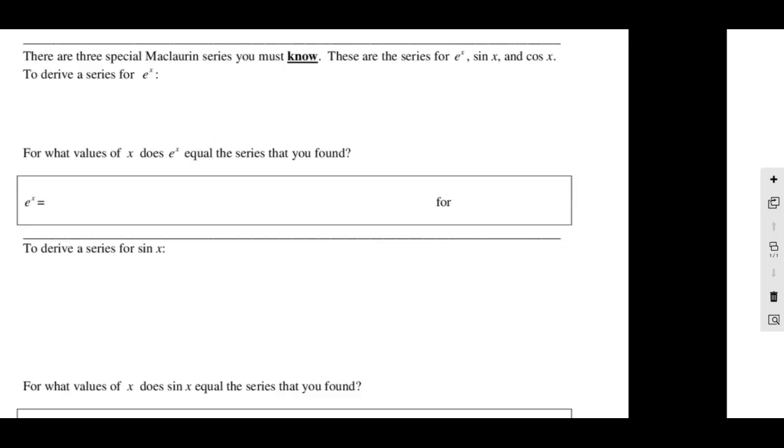All right, let's go for it. Let's build this MacLaurin series, which is a Taylor series. Let's build it for e to the x. Now let's see, the original function.